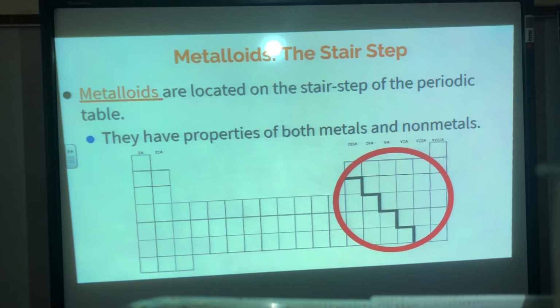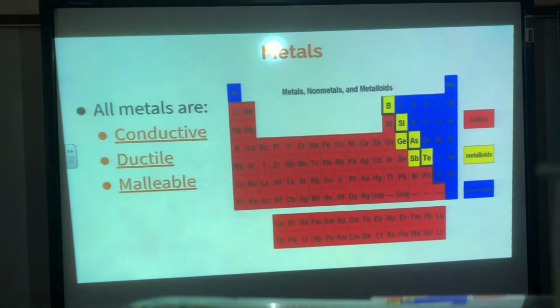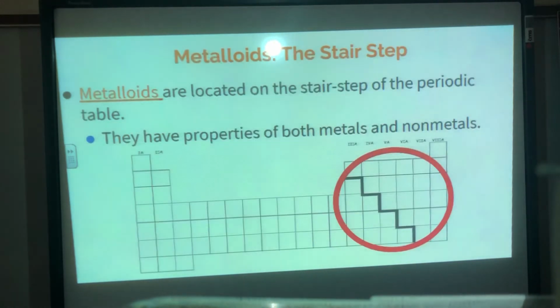Now, I'm going to go back real quick to show you where we're talking about. It's the one in the yellow. See the yellow? Those are the metalloids. Te, Sb, As, Si, boron, all metalloids. Let me catch up.